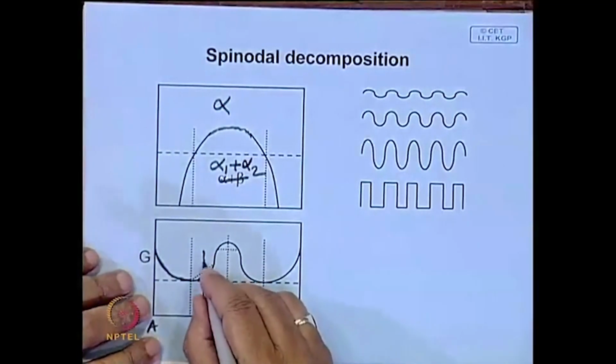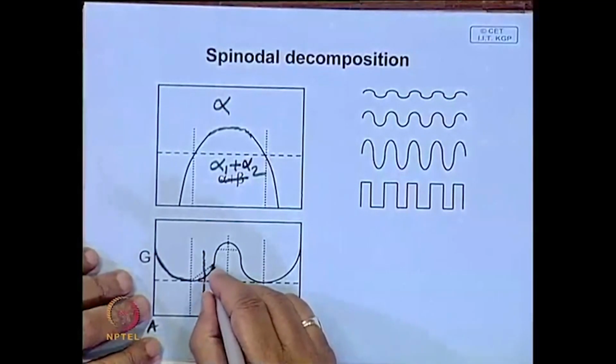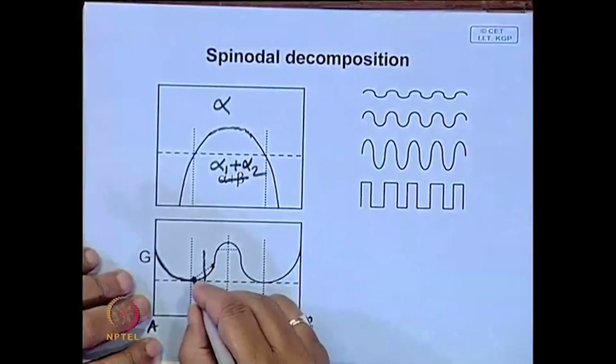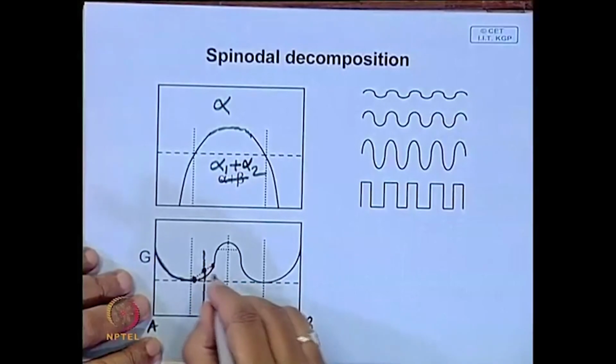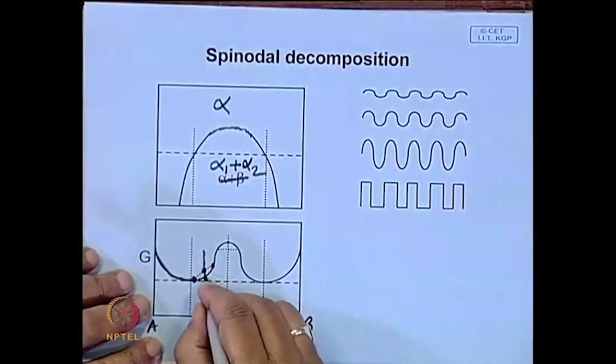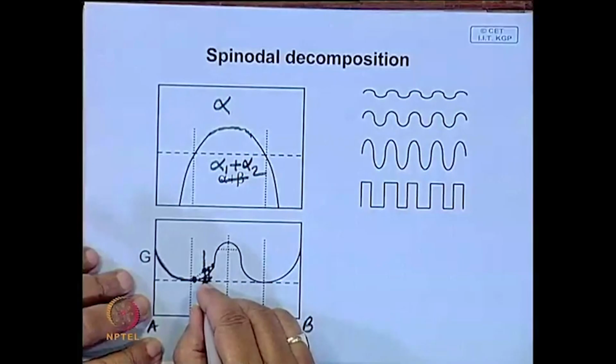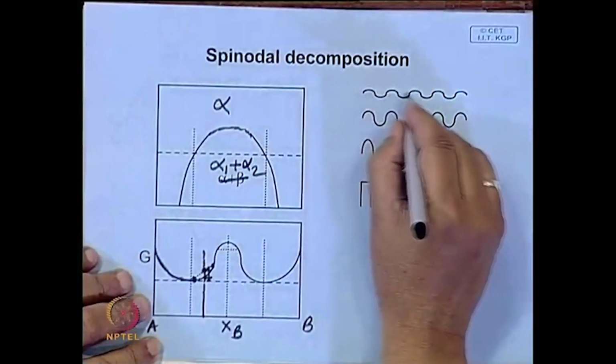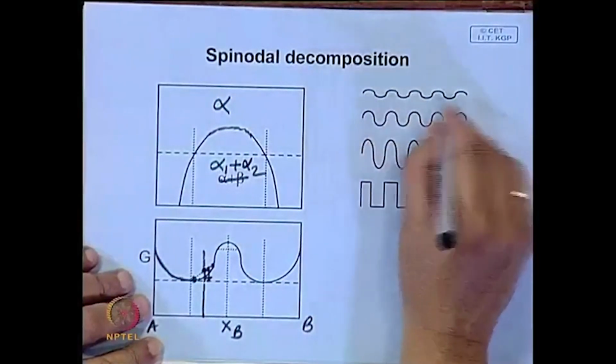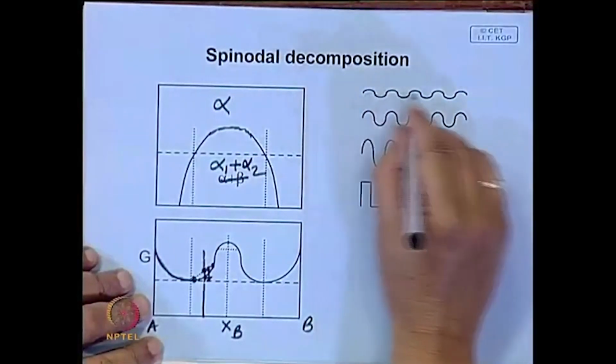So, suppose this is a small change in composition, then the mixture will have this free energy, whereas the solid solution has this free energy. So, the solid solution has lower free energy, more stable. So, this type of fluctuation will die, it cannot grow.